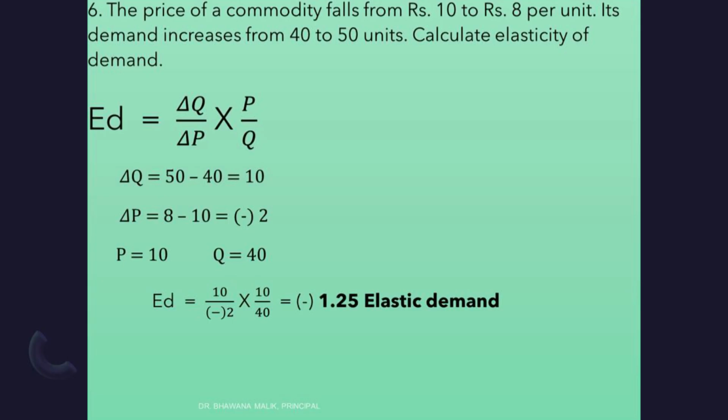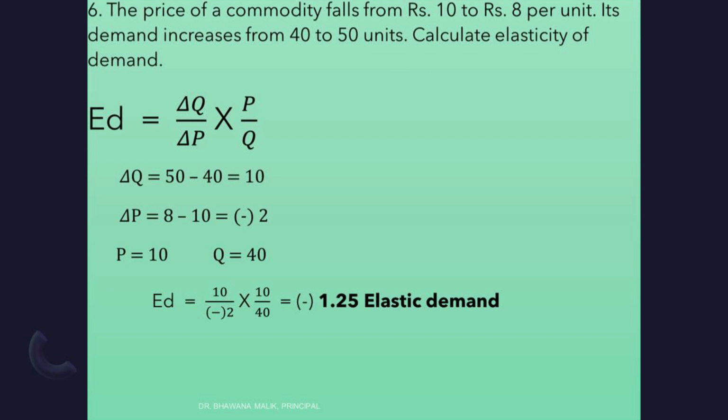Moving ahead, price of a commodity falls from 10 to 8, demand increases from 40 to 50. In the previous questions, a percentage was given in one or the other, but over here we have to calculate percentage change in price and quantity also, and through that we are going to calculate the elasticity of demand. Now let us see. Delta Q is denoted by 50 minus 40. That is the change in quantity, demand increases from 40 to 50. So 50 minus 40 gives you 10 units. Now delta P is the change in price. So price of the commodity falls from rupees 10 to rupees 8.